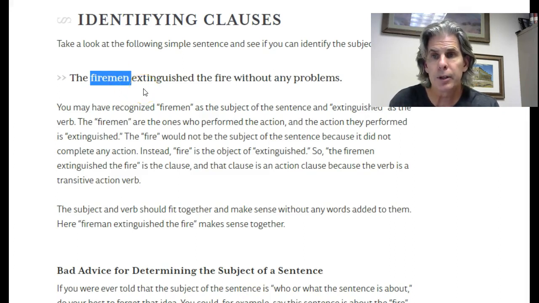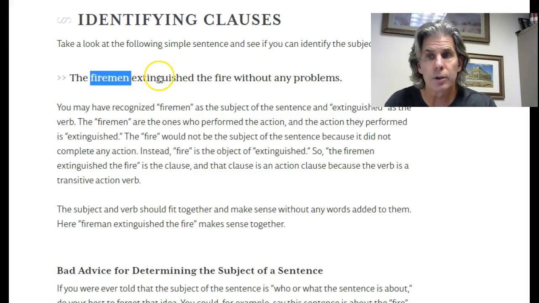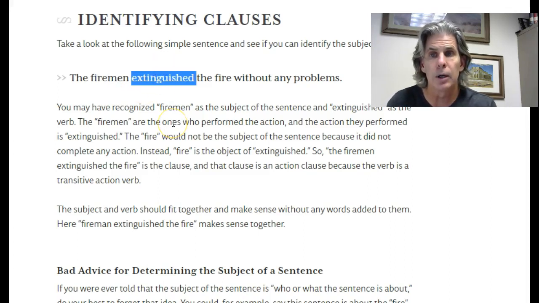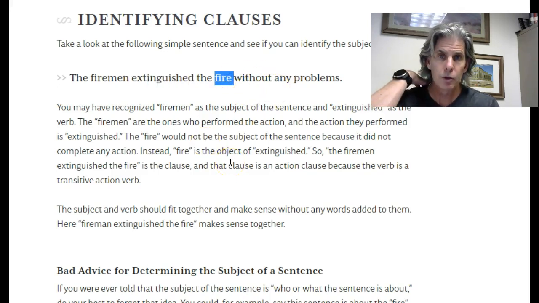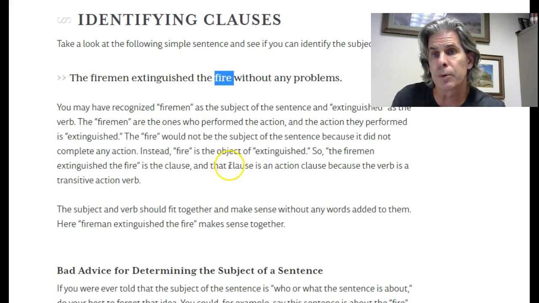Now, most people could identify the fireman extinguished. That's the subject and verb. And notice they work together. The fireman extinguished. Who did what? The subject and verb work together. They make sense. You can't say the fire extinguished. That doesn't quite make sense. But the fireman extinguished, that's a clause. That's the basis of the clause. The fire is the object. Okay? So that is one of the most important things to be able to do, to identify your clauses.